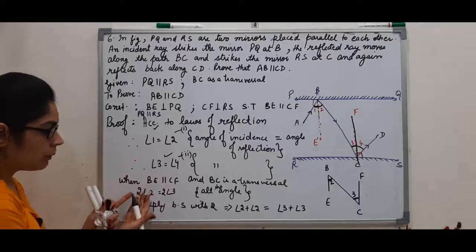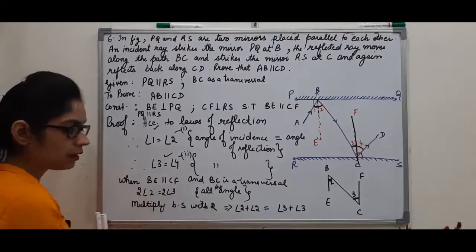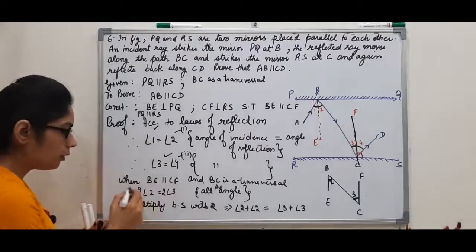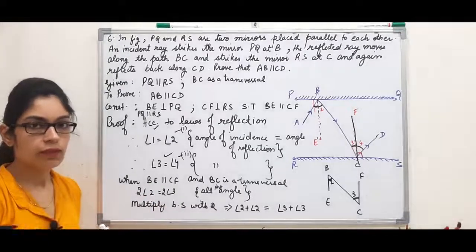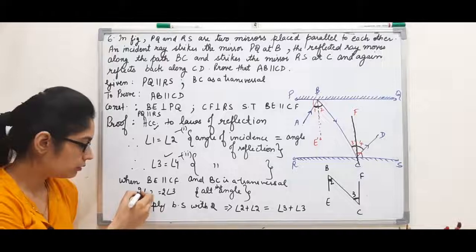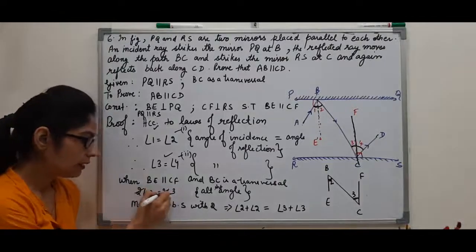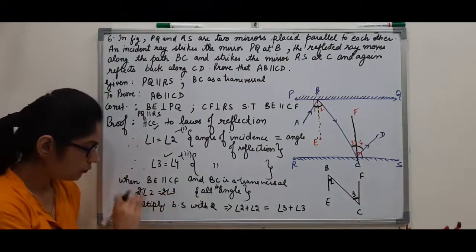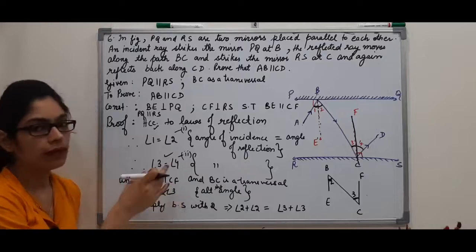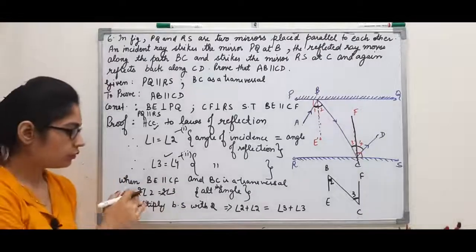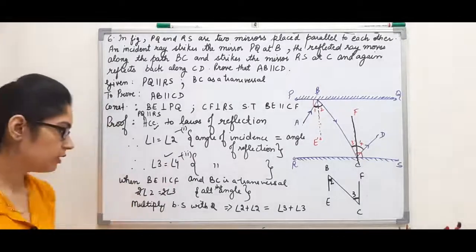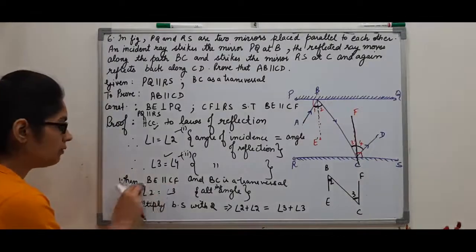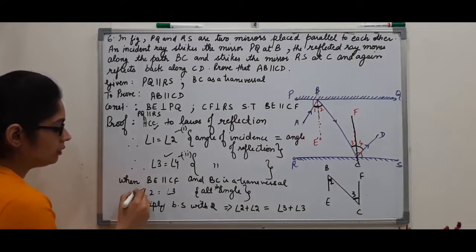I have just multiplied both the sides with 2, because whenever we make any change in the equation, we have to make that change on both sides of the equation. So at the end I have angle 2 and angle 3, both equal to each other. Whenever we make any change on both the sides of the equation, it doesn't change anything. So that's why we have multiplied both the sides with 2.